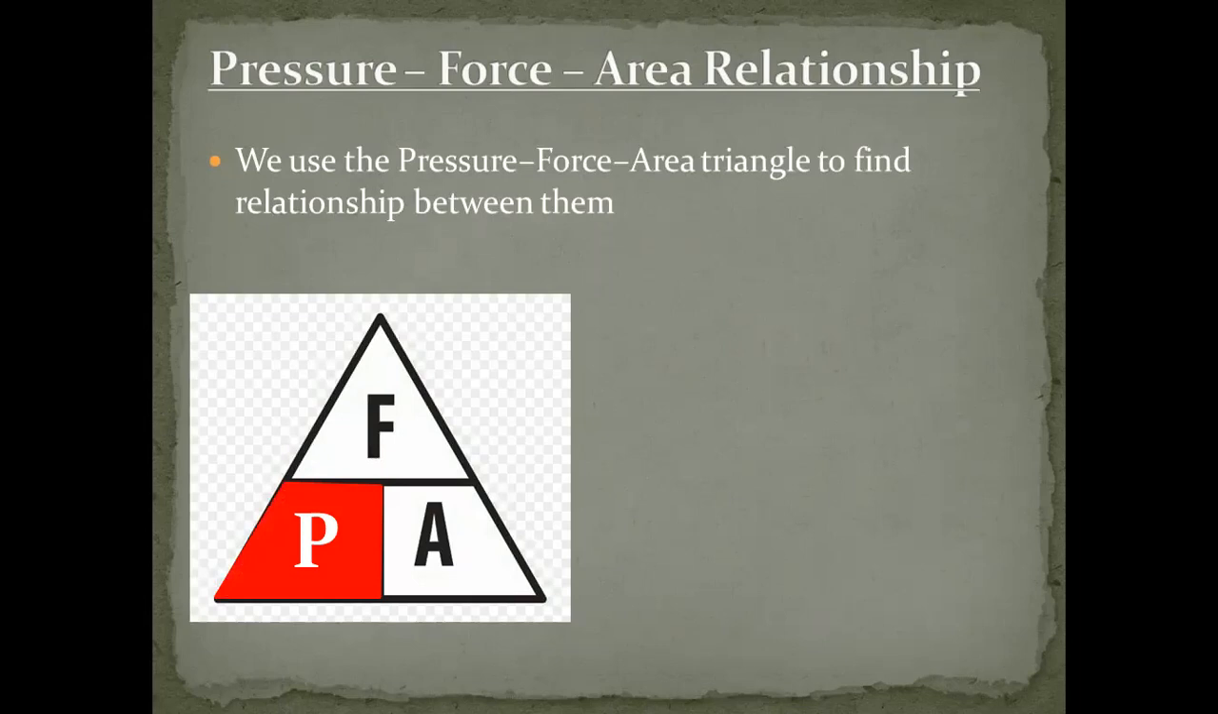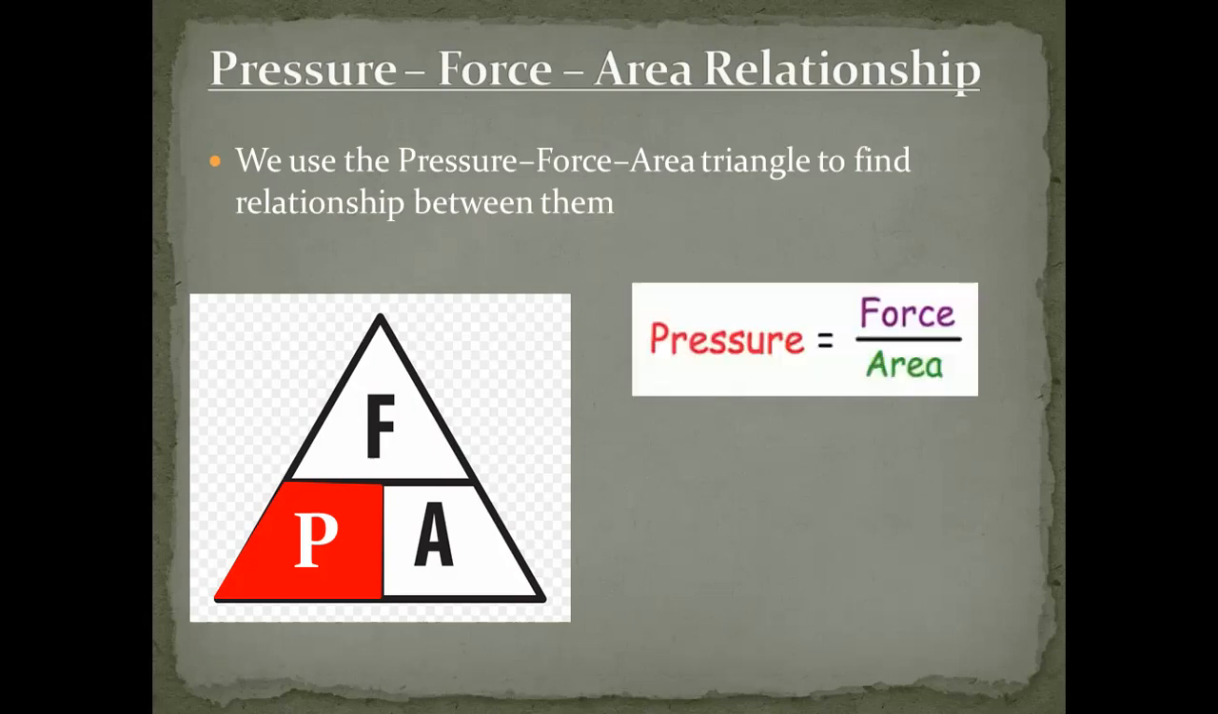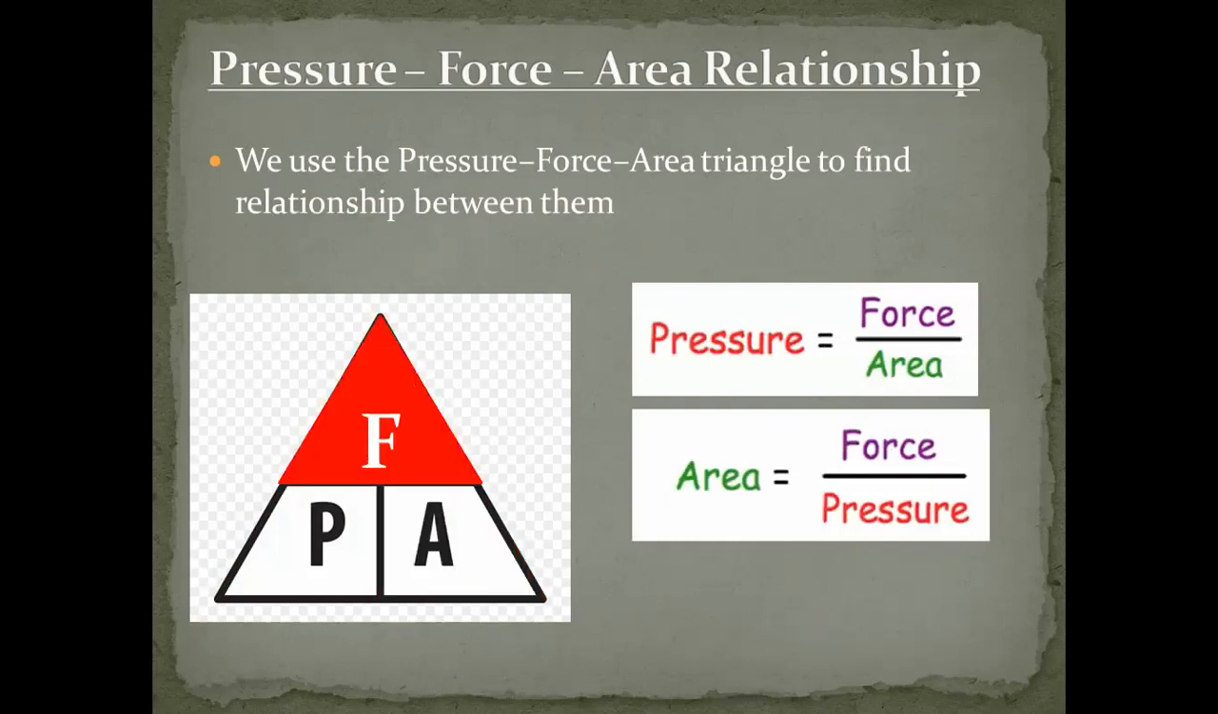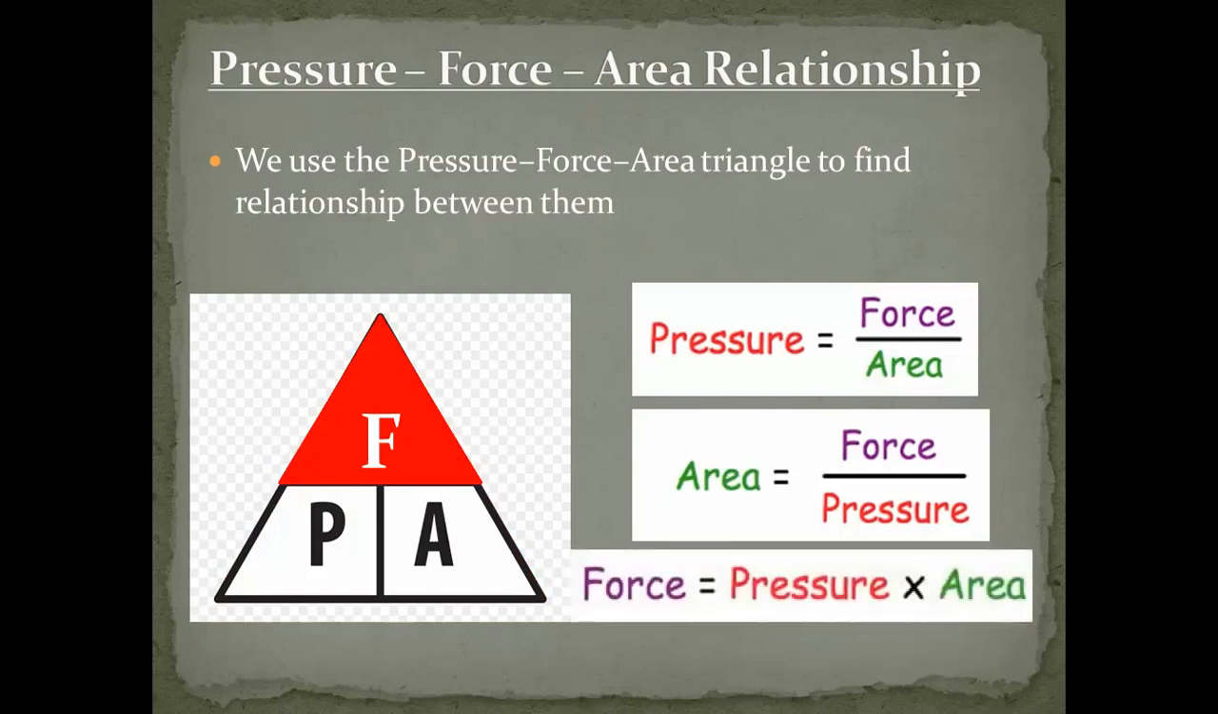So, if we want to find the pressure and we are given the force and area, we can use this equation: pressure is equal to force divided by the area. Now, if we want to find the area and we are given the force and the pressure, we can use this equation: area is equal to force over pressure. And if we want to find the force and we are given the pressure and the area, we can use this equation: force is equal to pressure multiplied by the area.